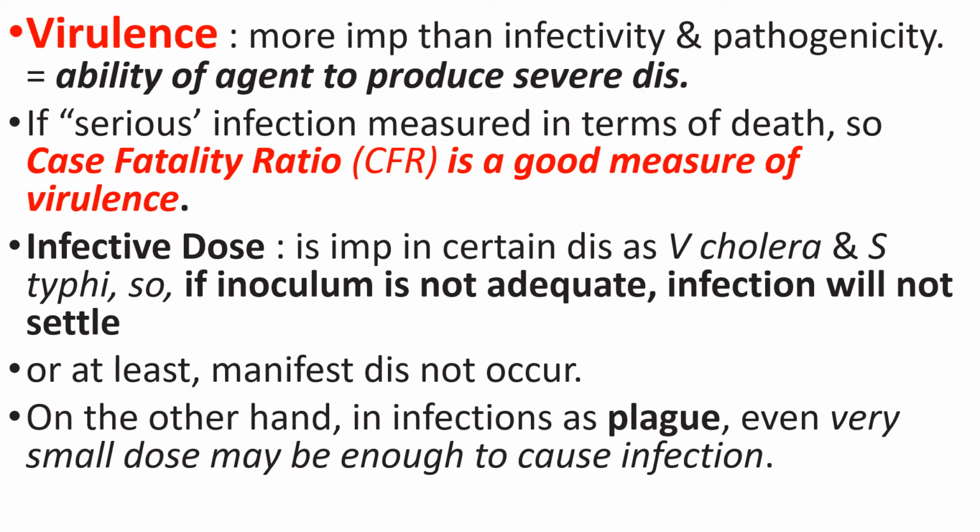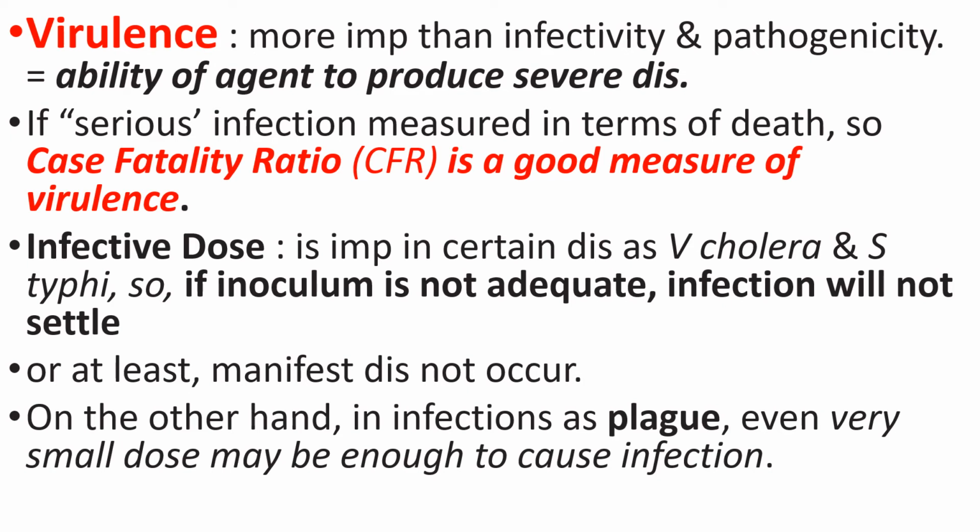Virulence, more important than infectivity and pathogenicity. Virulence is the ability of an agent to produce severe disease. If serious infection is measured in terms of death, then case fatality ratio is a good measure of virulence.